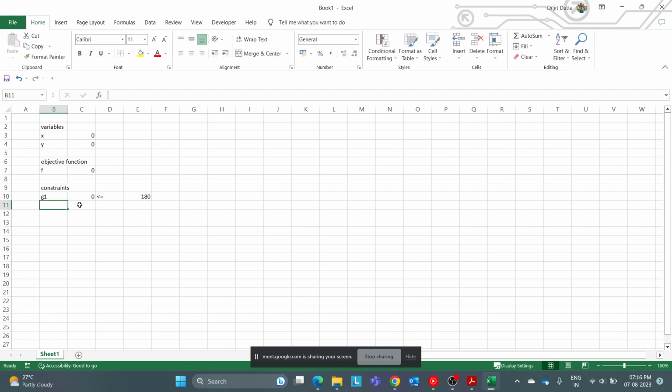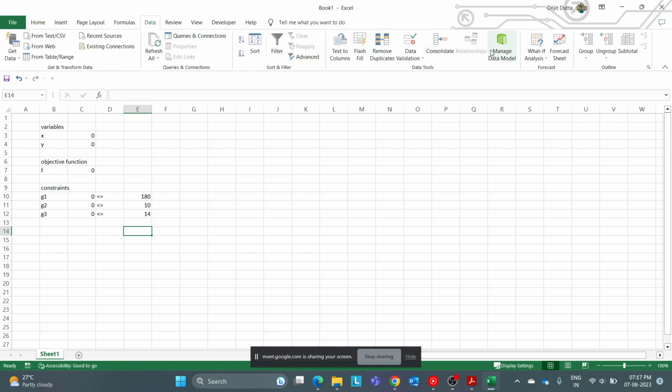Okay, the second constraint is x less than or equal to 10, and the final constraint g3 is y less than or equal to 40. Okay, we have to optimize this, so I will do it using Excel Solver.